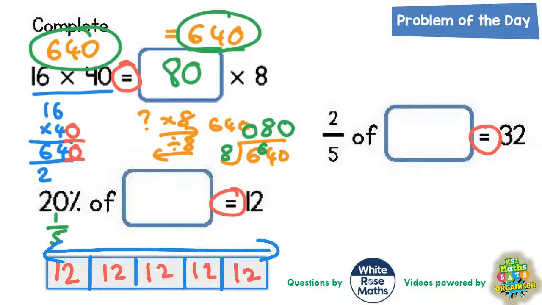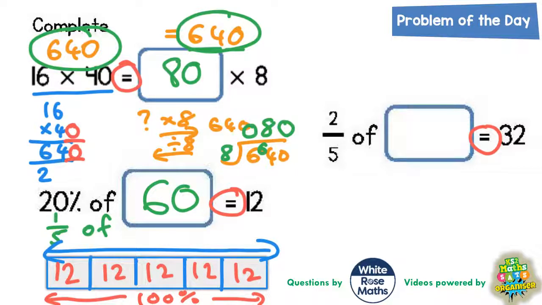And remember, 5 lots of 20% would make 100%, which would be the whole bar. So the whole bar is the missing number that we need. So the whole bar is 5 lots of 12. And 5 lots of 12 is 60. So 20% of 60 is 12. A fifth of 60 is also 12, so it does make sense.